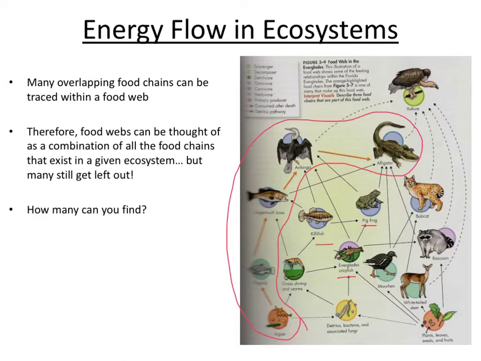Now, in reality, we still often leave a lot of individuals out of a food web. It's almost impossible if someone were to sit down and try to actually make a food web for the Everglades in Florida, which is what this is supposed to be, the likelihood that they leave somebody out is going to be really high. You could spend a long time picking out different food chains that you see here.